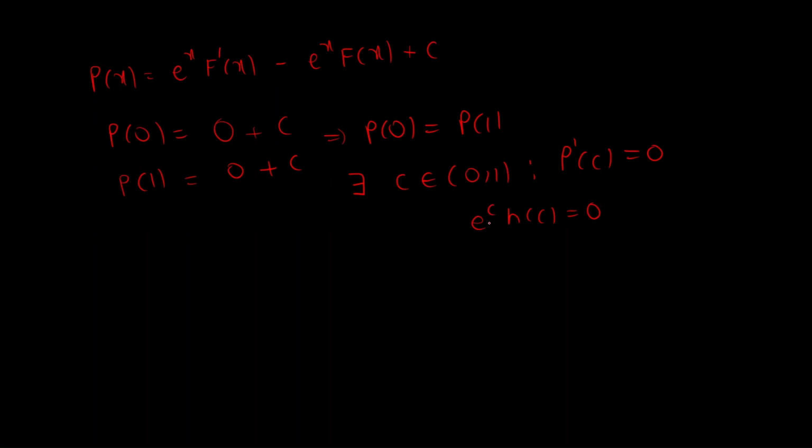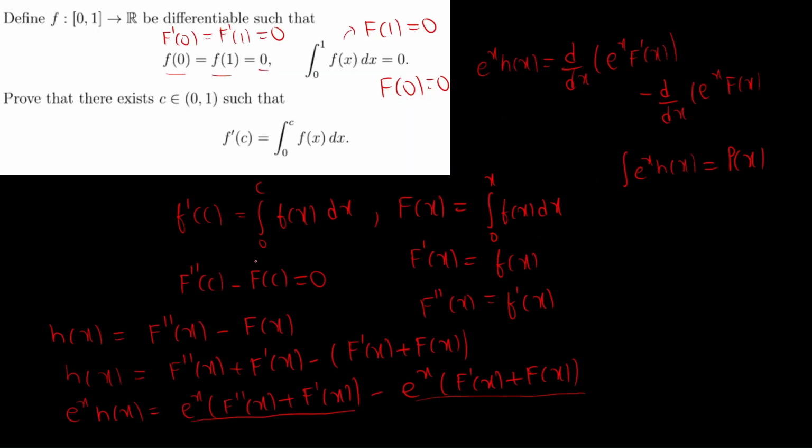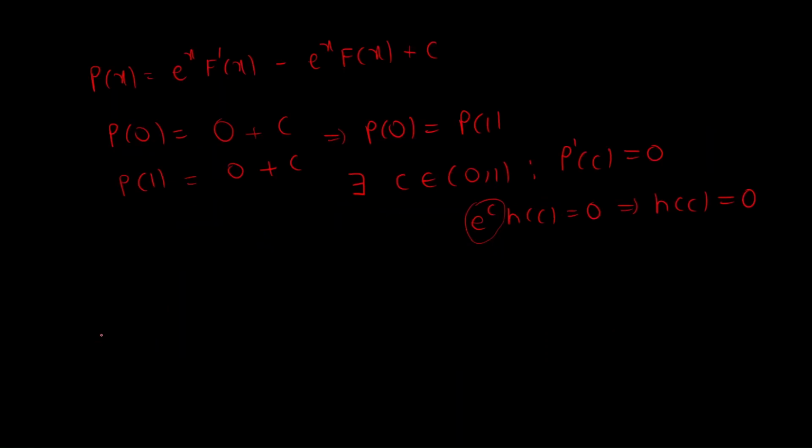Since e power c cannot be 0, this will mean that h of c is equal to 0. We have defined h of x as capital F double dash of x minus capital F of x. Now when I substitute c, this h of c will vanish and I'll get capital F double dash of c is equal to capital F of c.